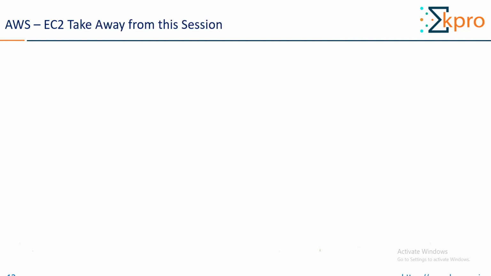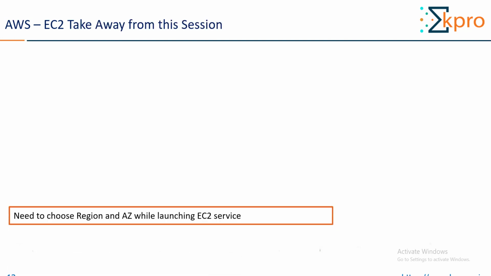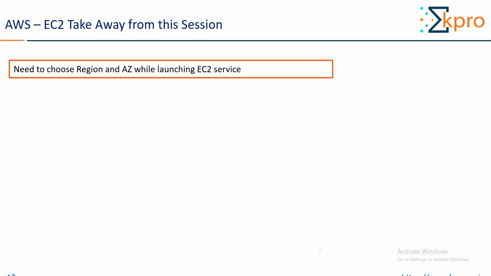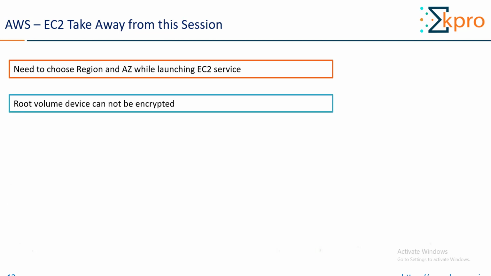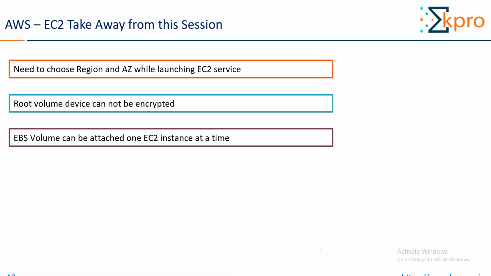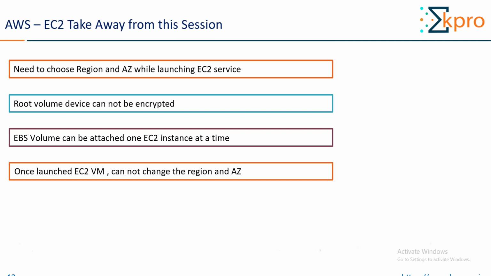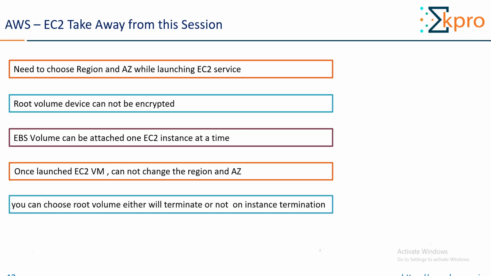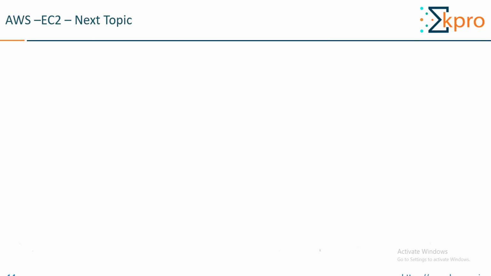So what is the takeaway from this session? The takeaway is, you need to choose the region and availability zone while launching an EC2 service. So be specific about the region, because once you launch you cannot change it. Root volume device cannot be encrypted. The EBS volume can be attached to one instance at a time. Once launched, an EC2 virtual machine cannot have its region and availability zone changed. You can choose whether the root volume will terminate or not on instance termination.